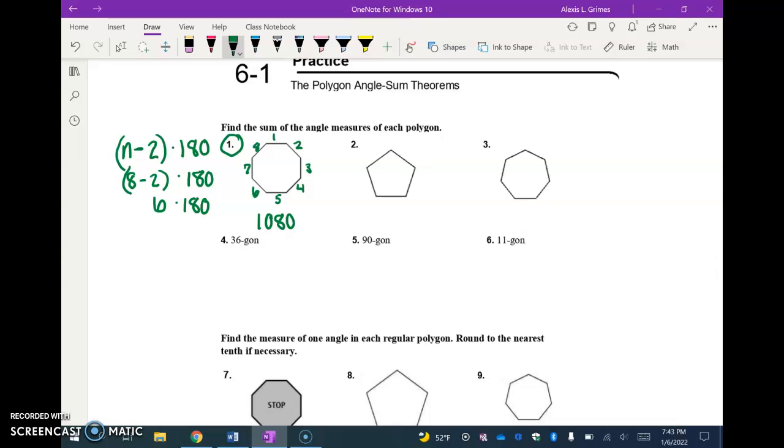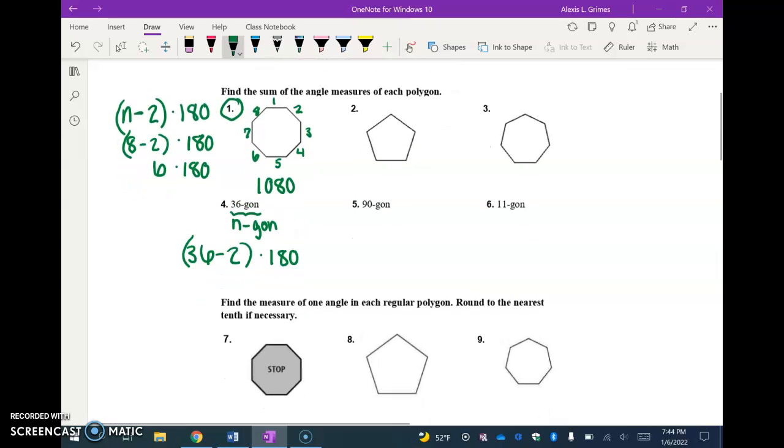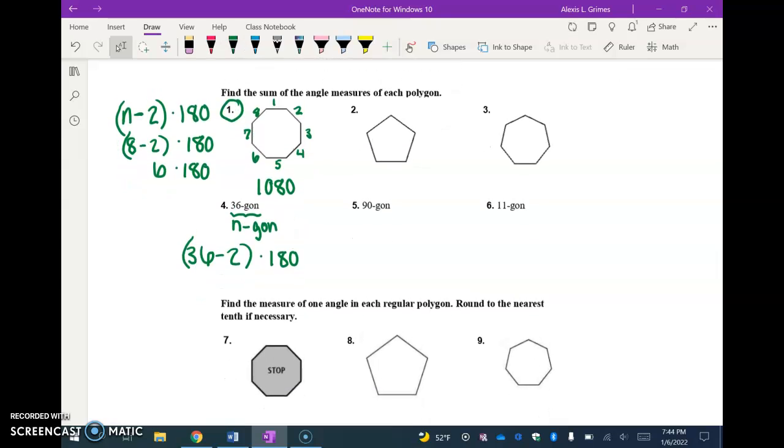Now, 36-gon. How many sides does a 36-gon have? Remember, it's also called an n-gon. That first number is the number of sides. So you should be doing 36 minus 2 times 180 there. Pay attention to what that question's asked. Some people just wrote 36 sides. That's not what the question's asking there. Make sure you actually find the sum of all the angle measures.